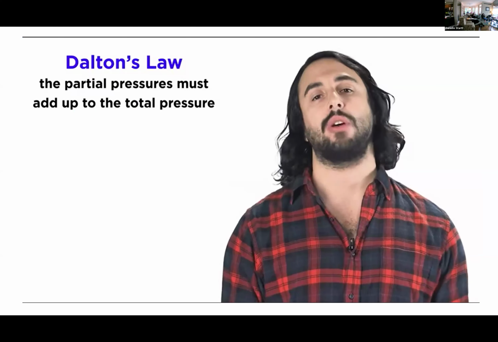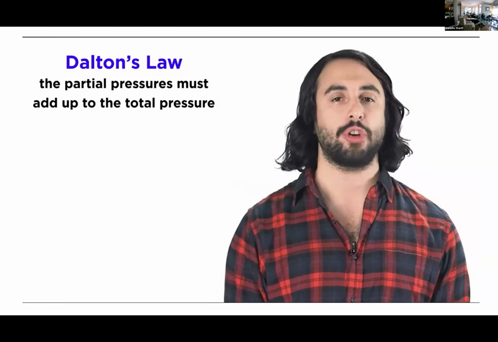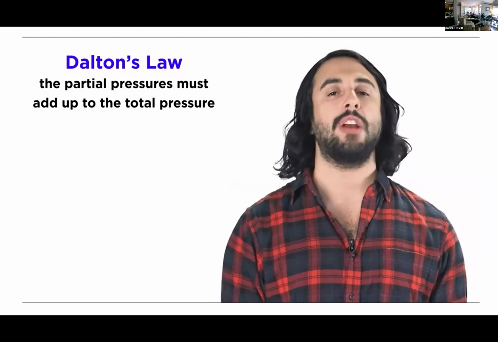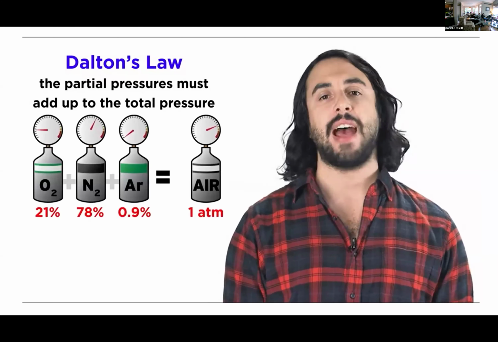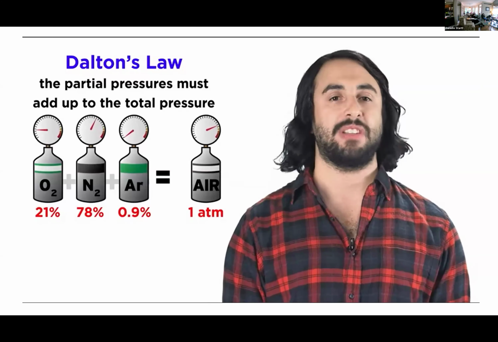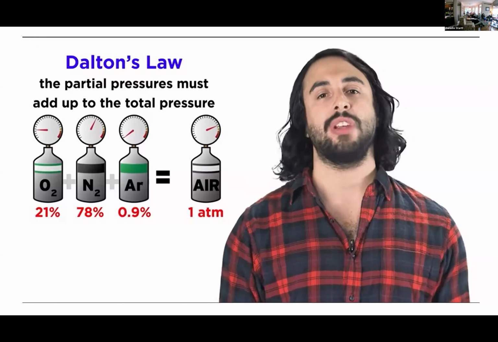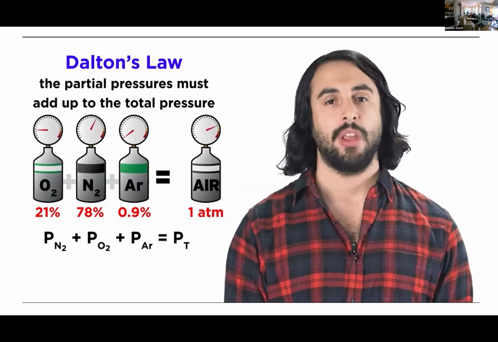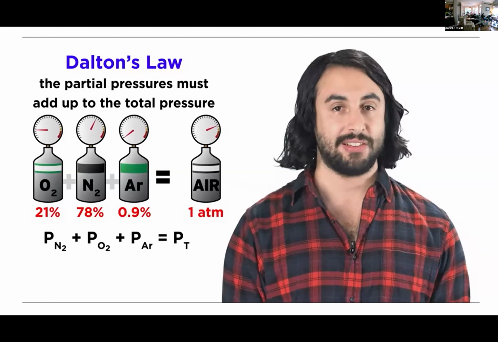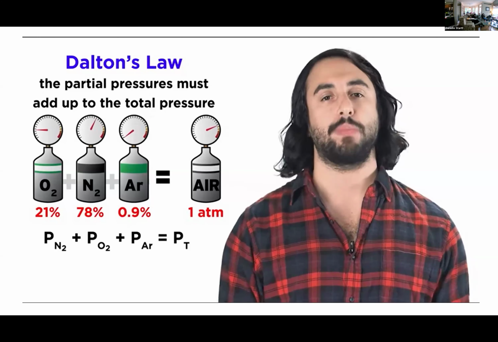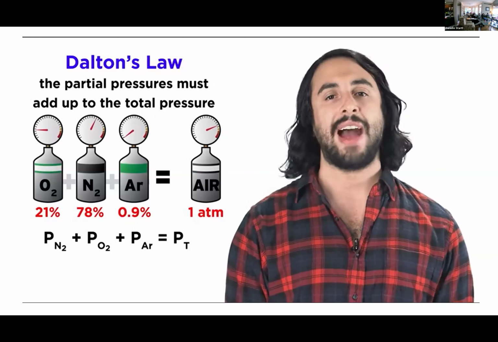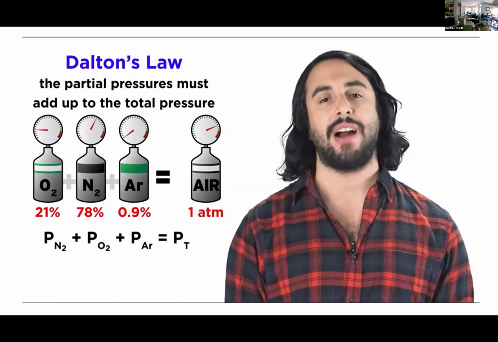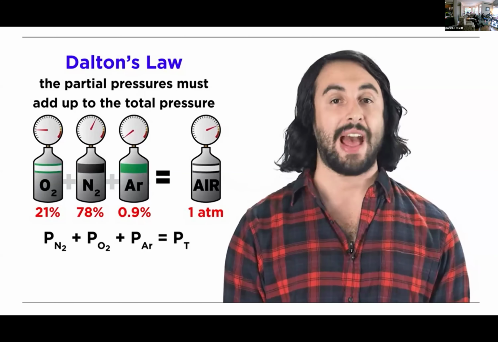Recall that Dalton's law says that the sum of the partial pressures of the component gases in a mixture will be equal to the total pressure. That means that if we pretend the atmosphere is comprised of only these 3 gases, the partial pressure of nitrogen plus the partial pressure of oxygen plus the partial pressure of argon will add up to atmospheric pressure. But how do we calculate the partial pressure of each gas?